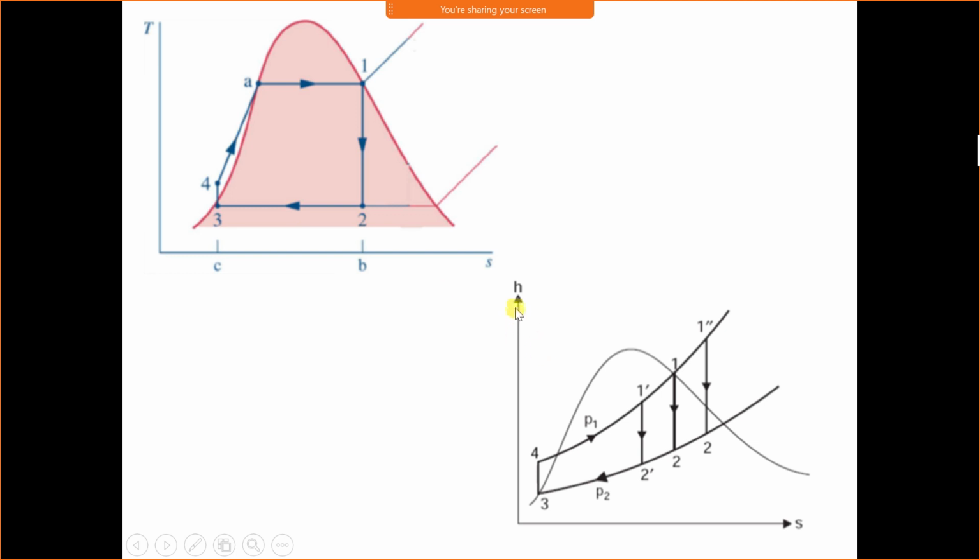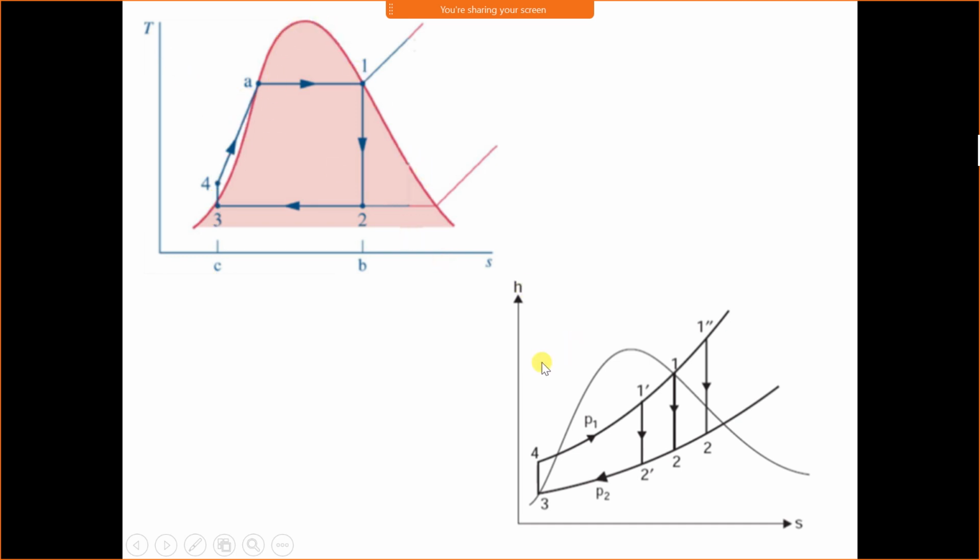Let us look at the TS diagram. The TS diagram is like a Mollier chart. I will explain the Mollier chart. This is a saturation curve on the Mollier chart. On the TS diagram, you can see the saturation curve is slightly different.